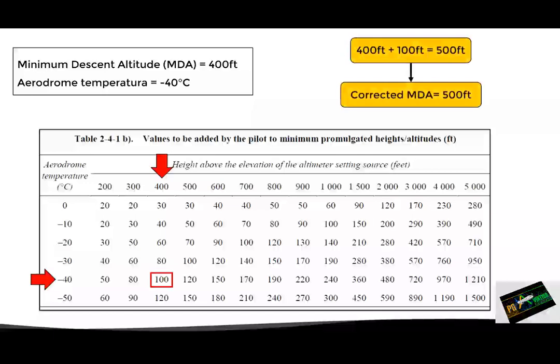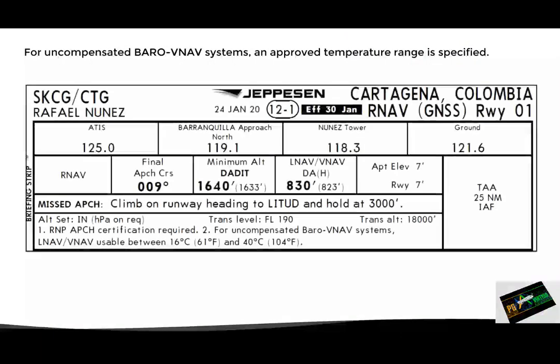But you might be wondering, when is it required to apply this temperature correction? Well, most airlines establish specific policies as to when temperature correction should be applied. However, in some cases, like in approach procedures with vertical guidance that use uncompensated Baro-VNAV systems, an operational temperature range is specified in the chart. For example here, the second note establishes that this procedure may be executed without temperature correction, provided the temperature is between 16 and 40 degrees Celsius.